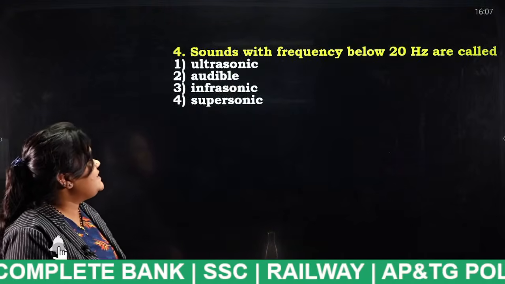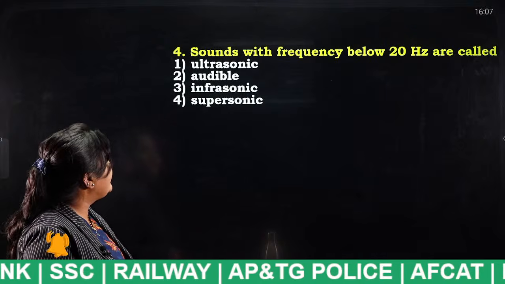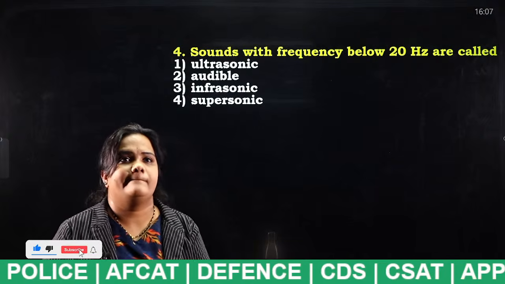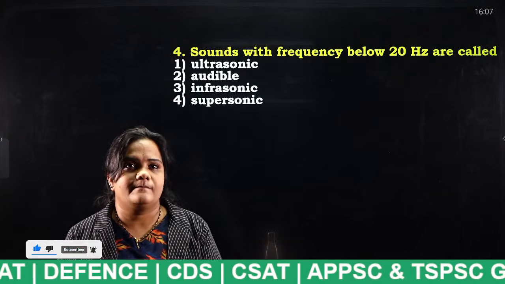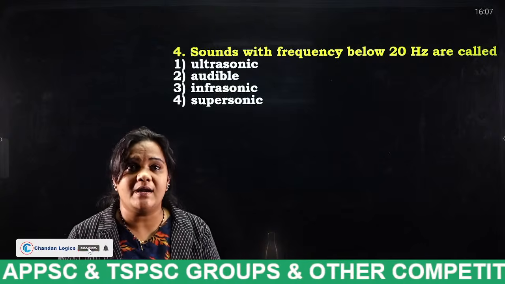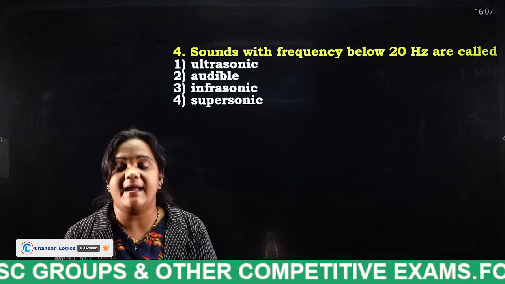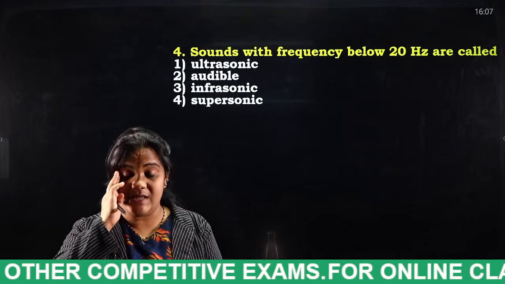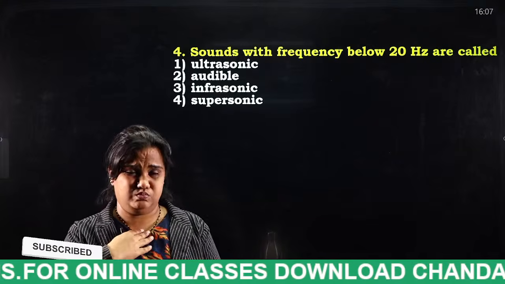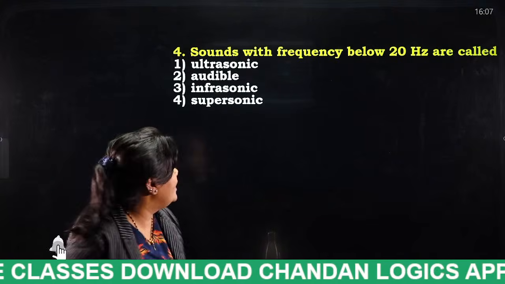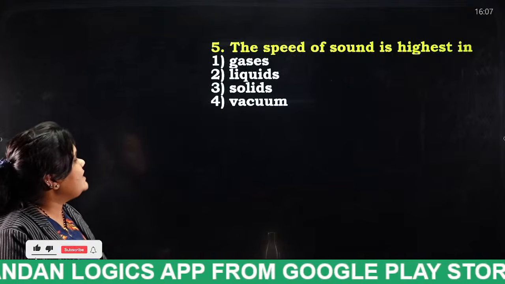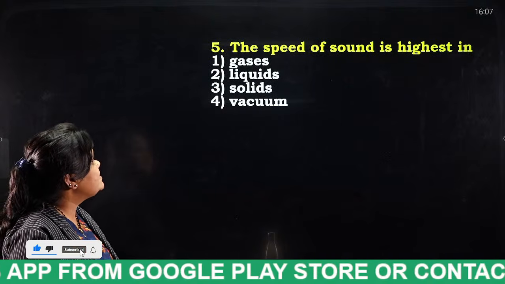Sounds with frequency below 20 Hz are called: ultrasonic, audible, infrasonic, supersonic? Yes, the sound below 20 Hz is considered as what? And this sound is used for the dolphins' communication. Okay, infrasonic, very good. The speed of sound is highest in gaseous, liquids, solids, vacuum.